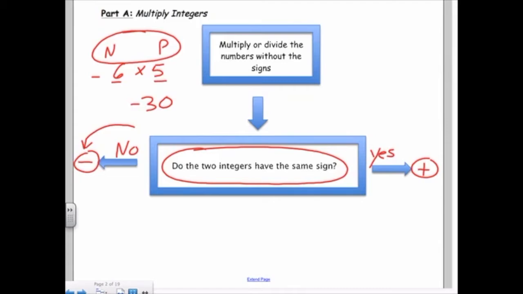If signs were the same, it would have been a positive answer. So for example, over here, 7 times 2, notice how they're both positive. So the answer is 14. Now look at -7 times -2. In this case scenario, they're both the same sign. And if they're both the same sign, it means that the answer is positive. So -7 times -2 is also positive 14. You only get a negative answer if signs are different and you're multiplying or dividing.